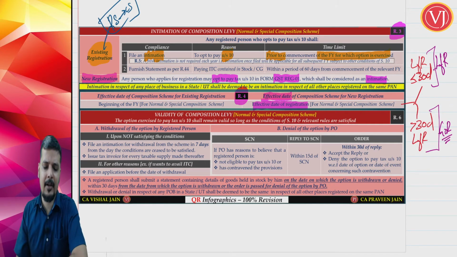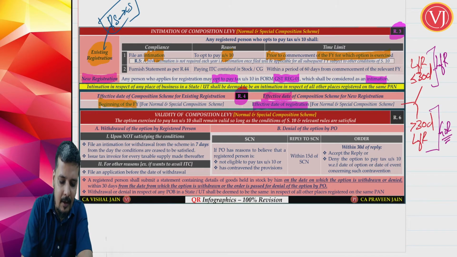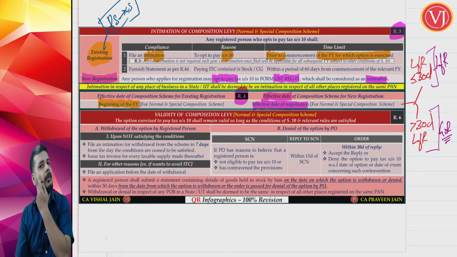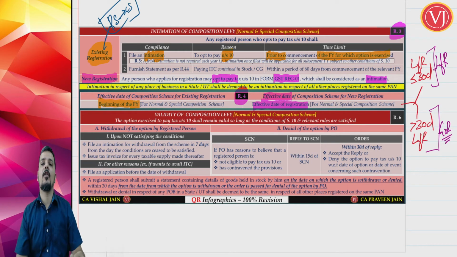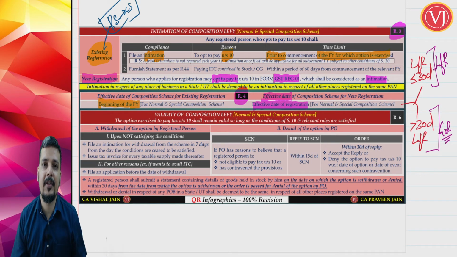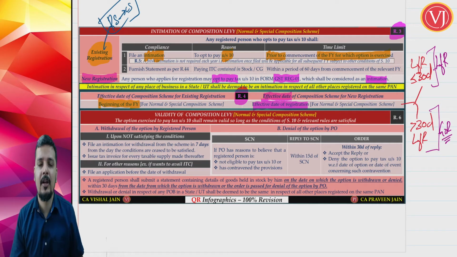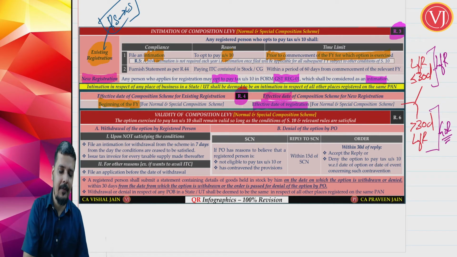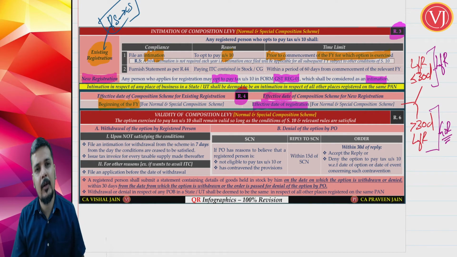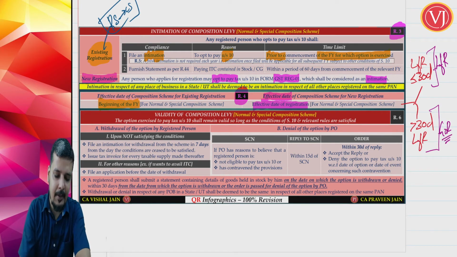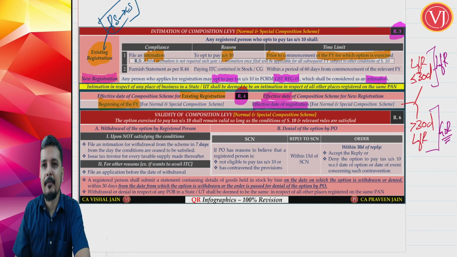And what will be the effective date in such a case? Beginning of financial year, which means if at all I give intimation that I want to go for composition scheme for financial year 22-23 on say 20th of March 2022, I have given intimation before that financial year starts. It will be effective only from 1st of April 2022, beginning of that financial year.